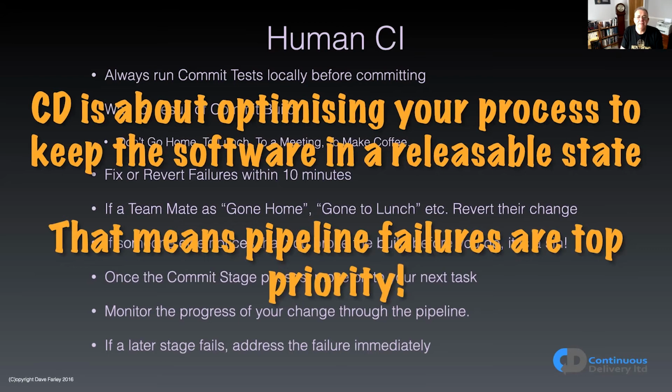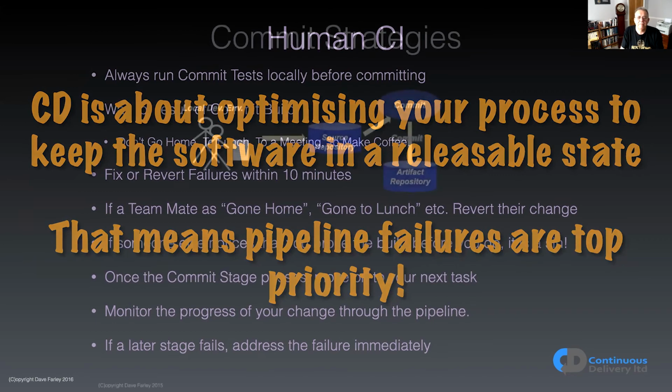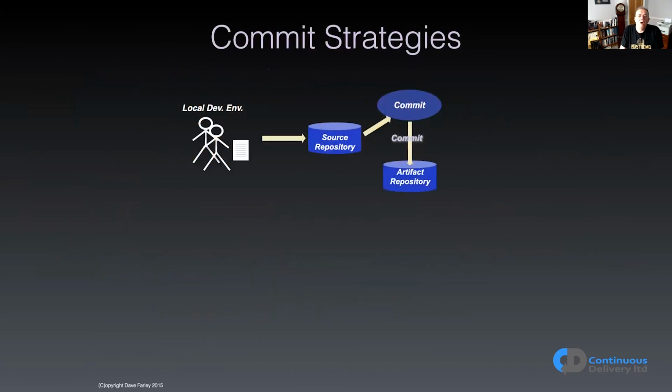Continuous delivery is about optimizing your process to keep the software always in a releasable state. That means pipeline failures are top priority. What I've just described is the human CI version. We're going to commit a change to the version control system. That's going to trigger a build management system of some kind to evaluate the tests. And this is human CI, really.